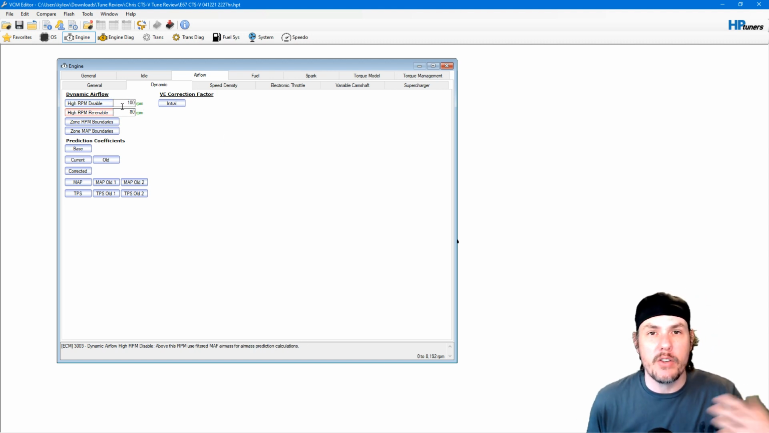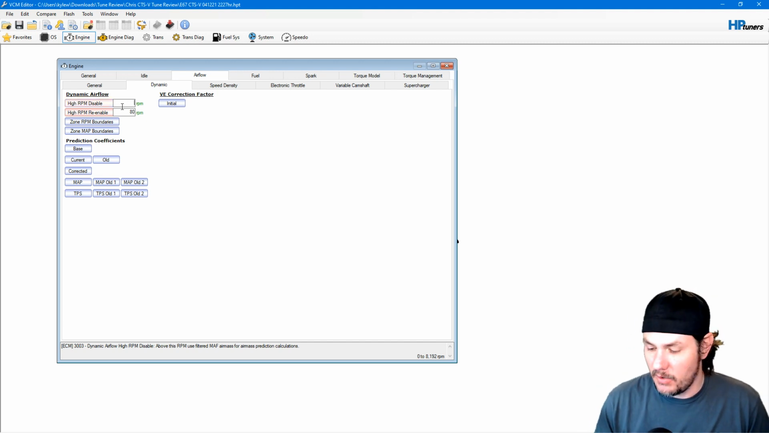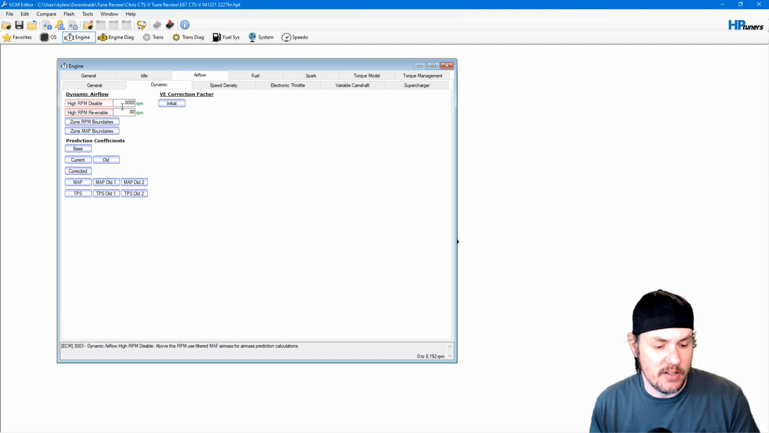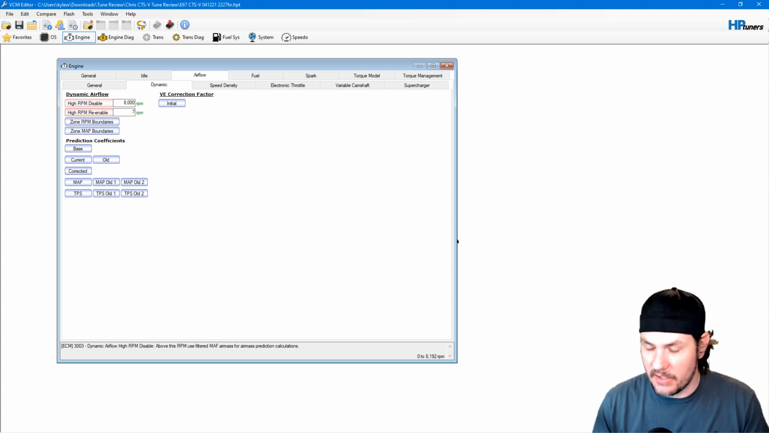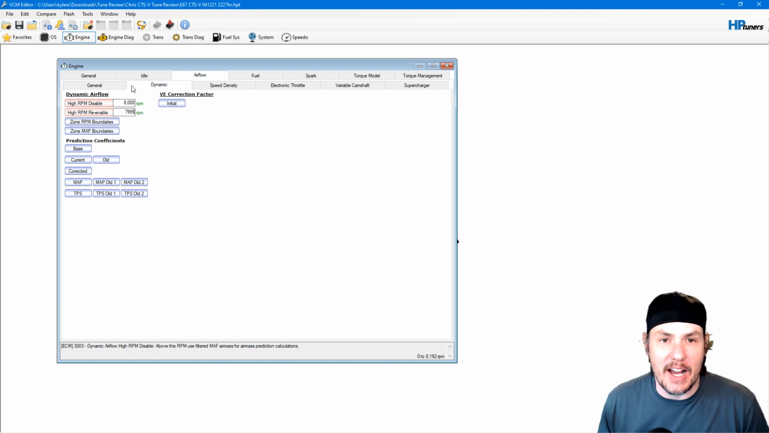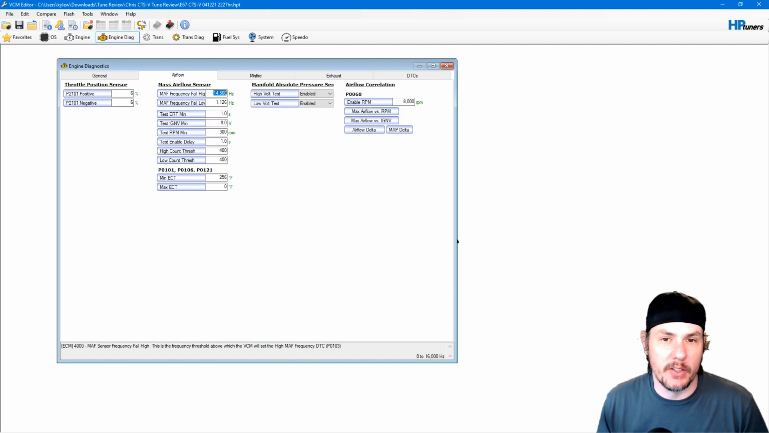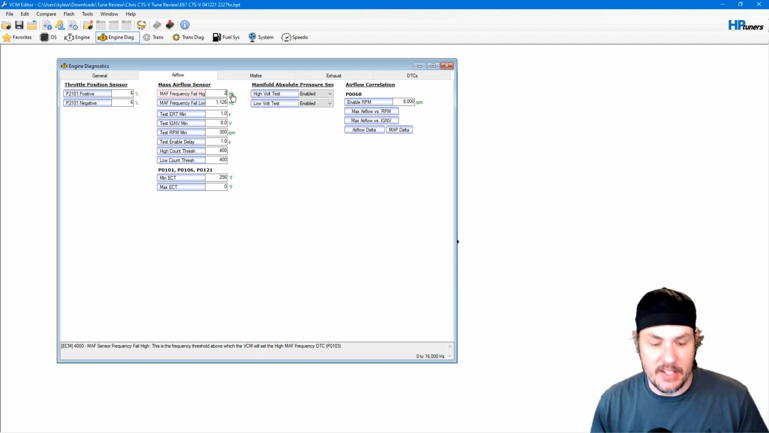Same way, whenever you get around to doing speed density, you're going to want this to be high. We're going to crank this up to 8,000, and then we're going to take this next one down to 7,999, and that's going to disable high speed mode. On top of it, we still need to do the thing where we fail the mass airflow sensor by coming in here, setting this high.